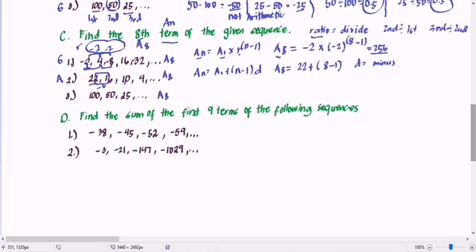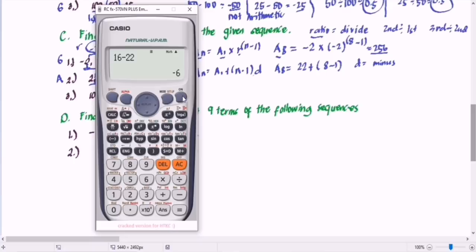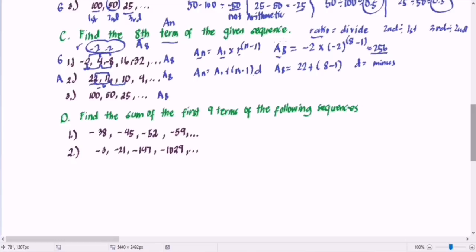Pero ito, dapat i-minus din natin para makita natin kung parehas ba. 10 minus 16. So, burahin lang natin. 10 minus 16. That is equal to negative 6. So, the common difference is negative 6. So, lagay lang dito, times d. So, lagay nyo ay negative 6.